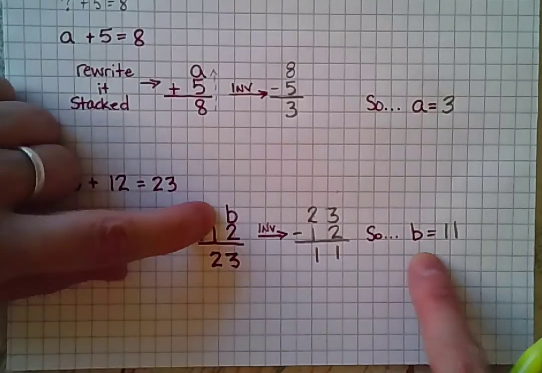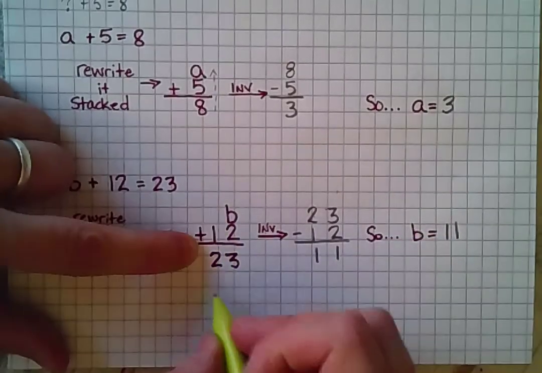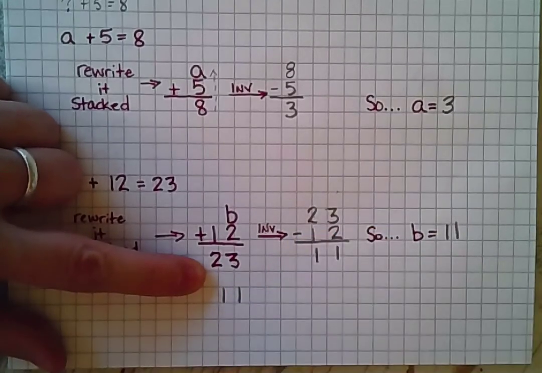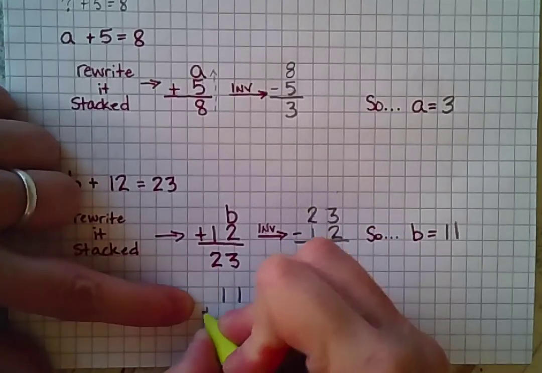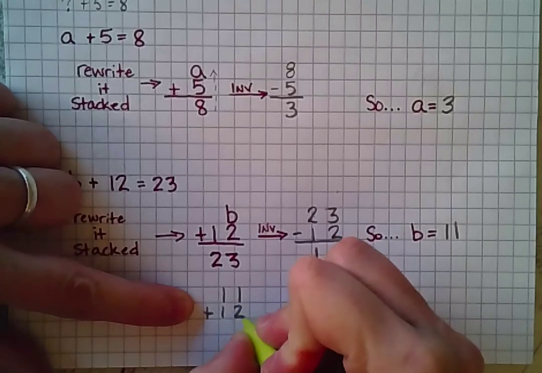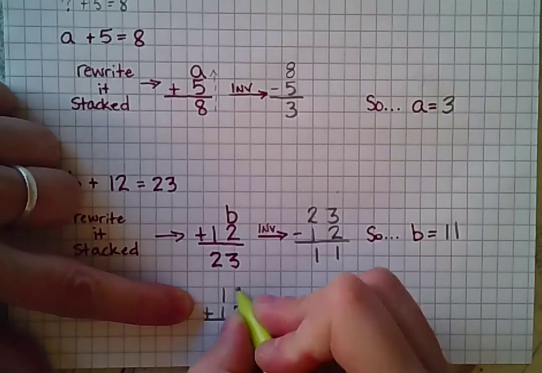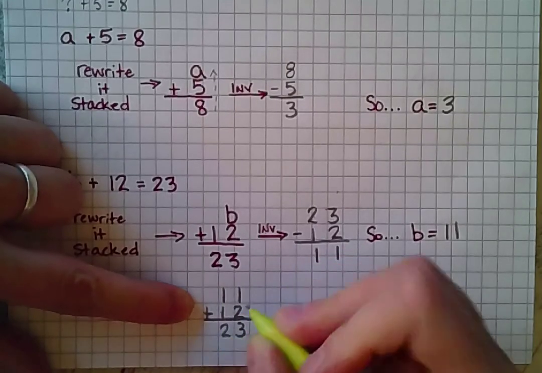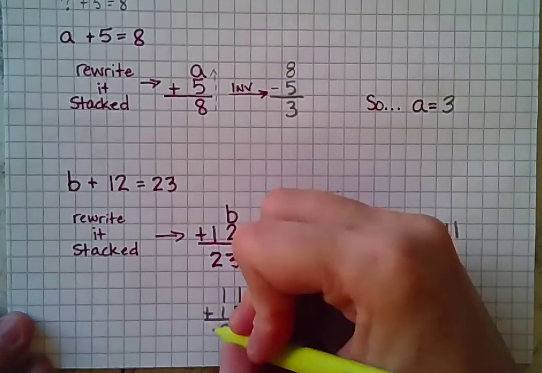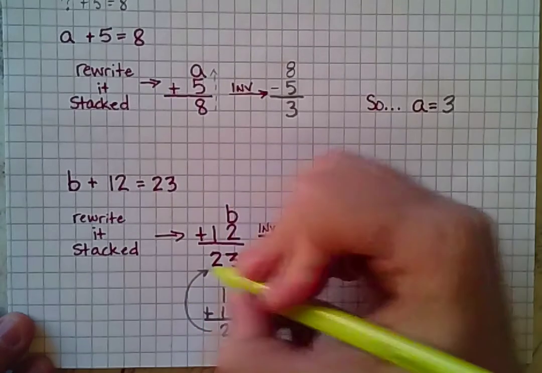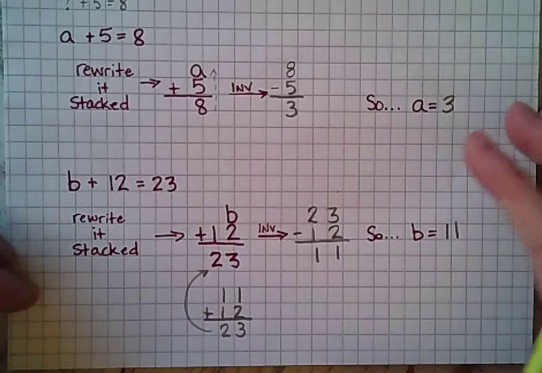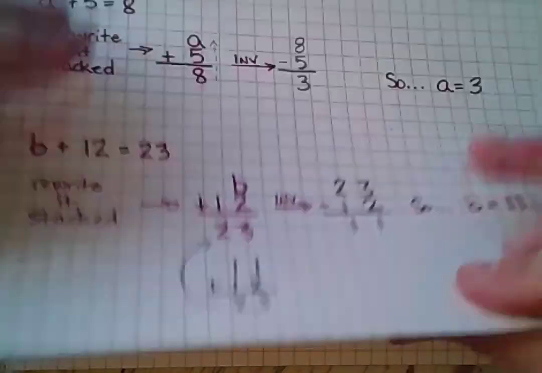So I'm going to go ahead and put it in here. Okay, so I'm going to put 11, because that's what we said B equaled, plus 12. I'm going to add it together, and 1 plus 2 is 3, and 1 and 1 is 2. And these equal each other, so we did it right.